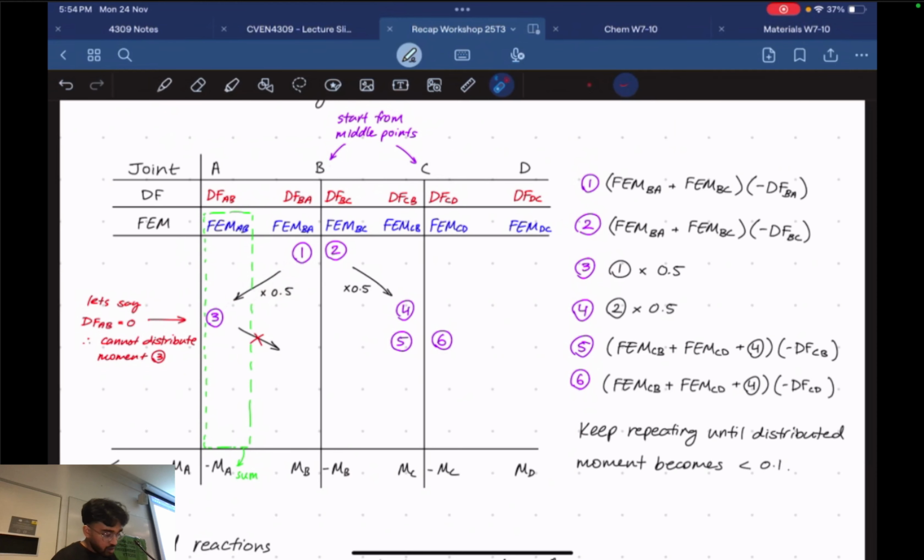So let's say that over here my distribution factor is 0. So it receives the moment, however, it can't distribute it. So I'm not going to multiply by 0.5 again, I'm just going to stop that process here. So for this column here, I just stop the process of distributing the moment. Okay? Imagine this distribution factor was equal to 1. What would that mean? Yes, exactly. That means this over here cannot distribute that moment. So that means this wouldn't exist, and it would literally just stop right there.